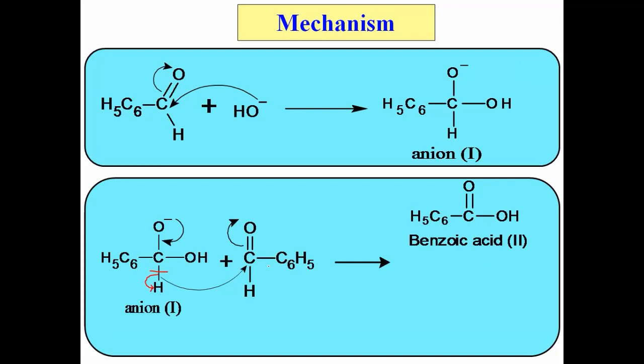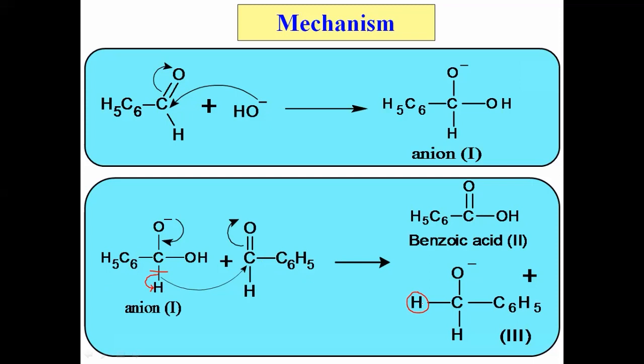Then see what is formed on the other side: the C6H5, then C, here O minus, then this hydrogen as it is and this is the new hydrogen. Okay, this is the new hydrogen, and this hydrogen is transferred from anion first to the new molecule, another molecule of benzaldehyde.